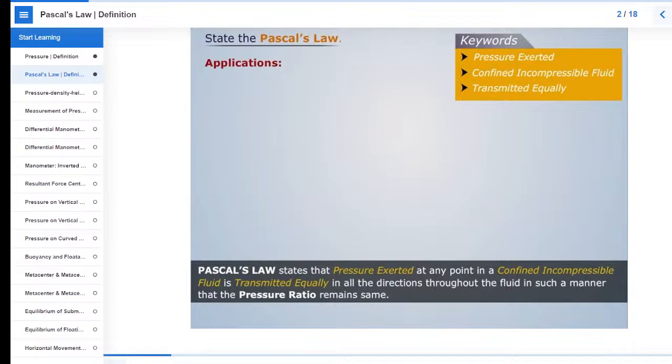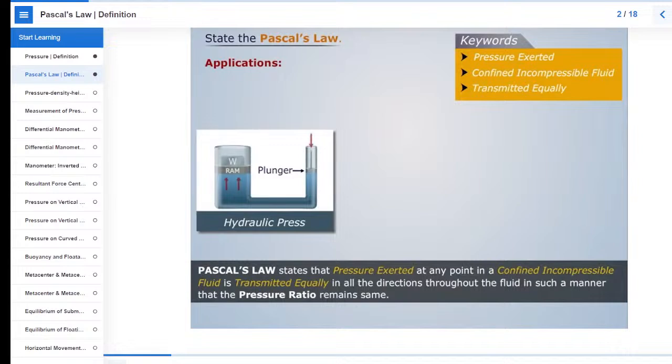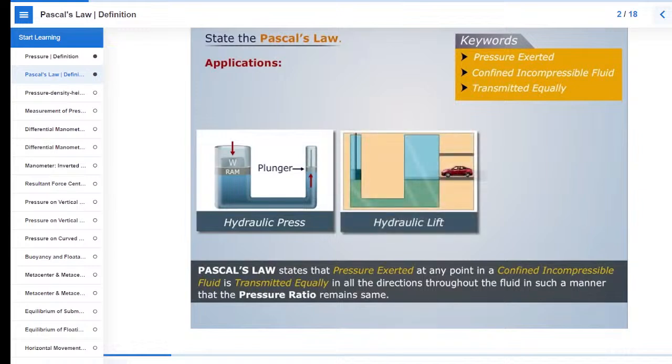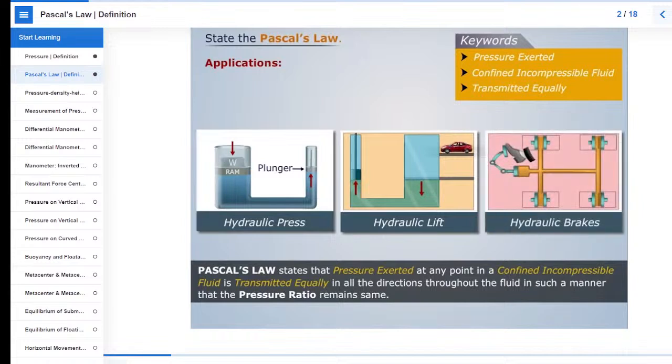The concept of Pascal's law is applied in hydraulic press, hydraulic lift, and hydraulic brakes.